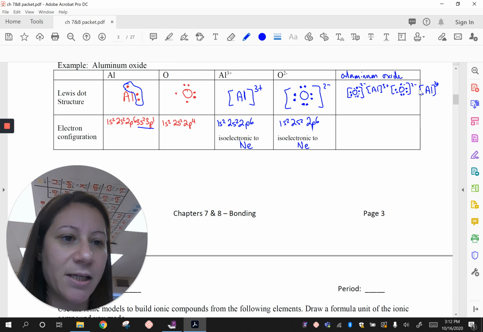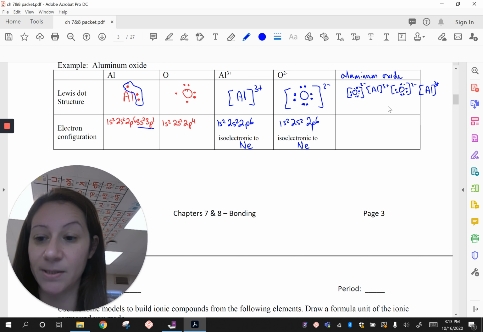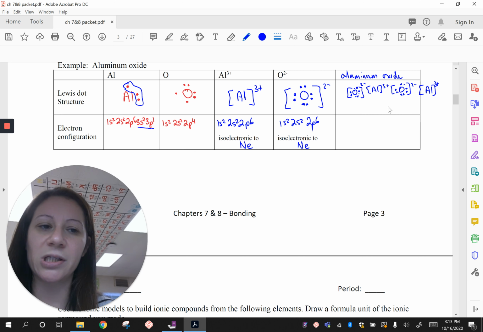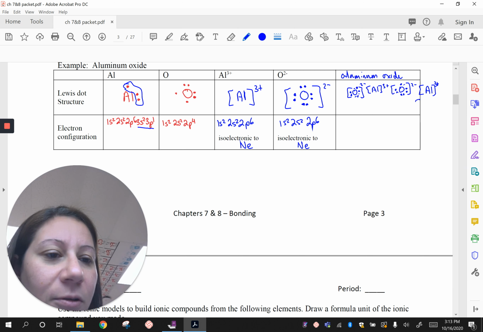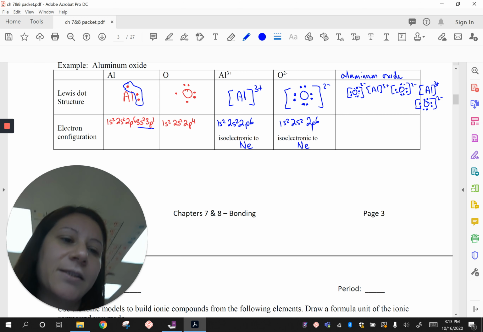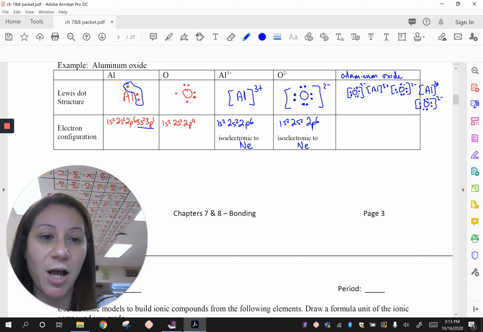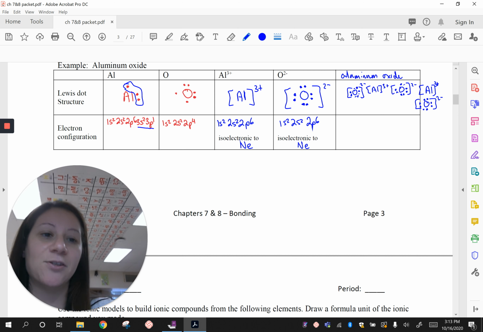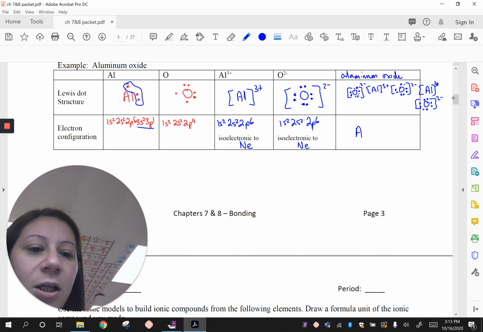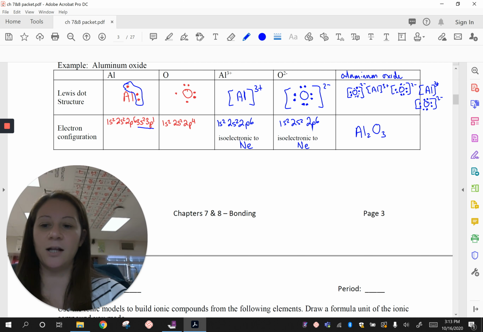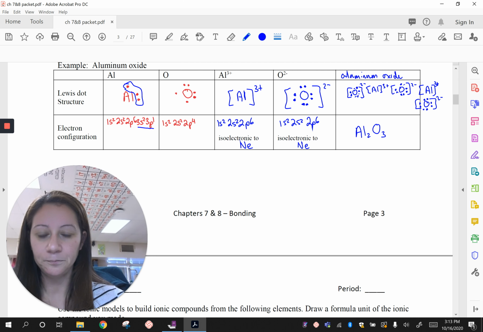We have +6 and -4. That adds up to +2. So since it's positive, add 1 more of the negative. You keep going until you make it neutral. So add 1 more of the oxide. Let's see. Now there's +6 and -6. That is neutral. So that is correct. The chemical formula would be, we need 2 of the aluminums and 3 of the oxides, so Al2O3.